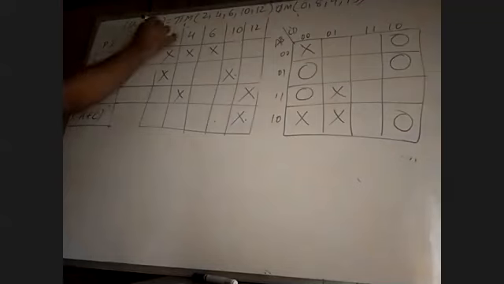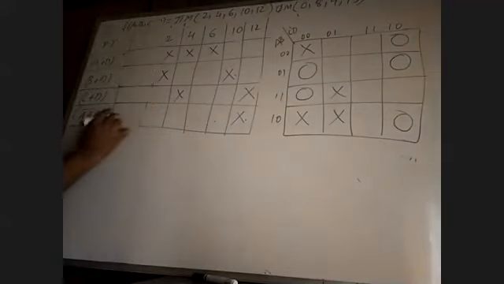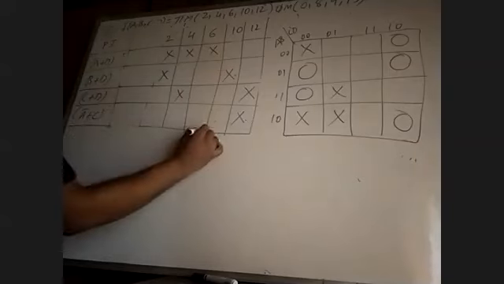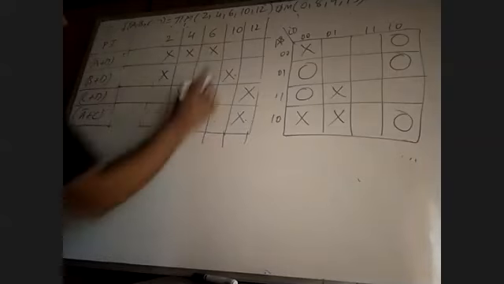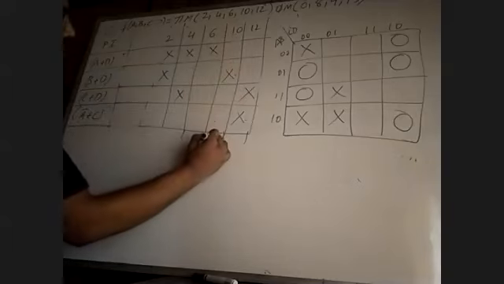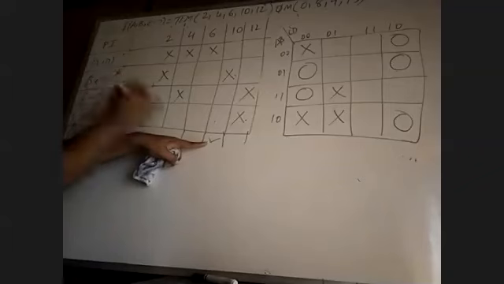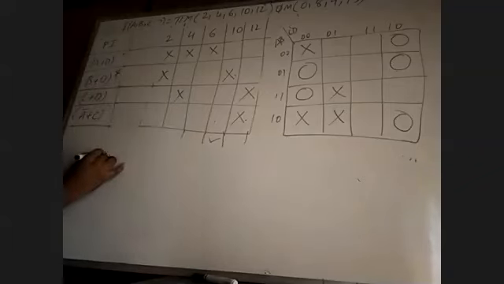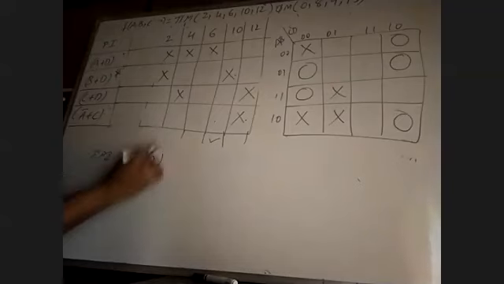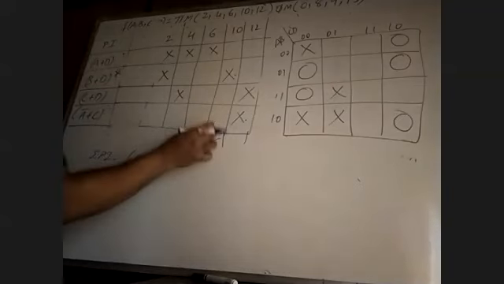What is the solution? Is there any single column? We have one column, column number 10. This is having a single cross mark. We have to consider this as an essential prime implicant. That is, the essential prime implicant is B plus D. We have a single cross mark in the row number 10.